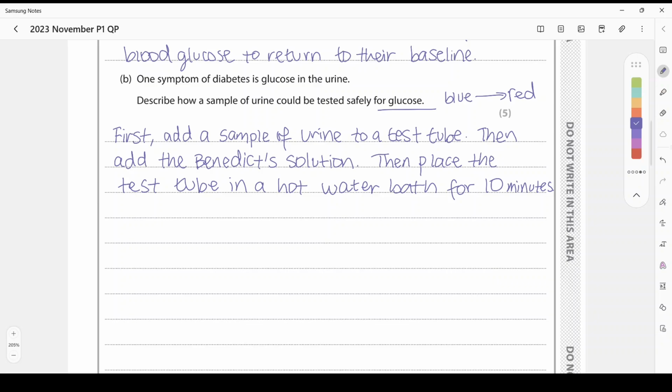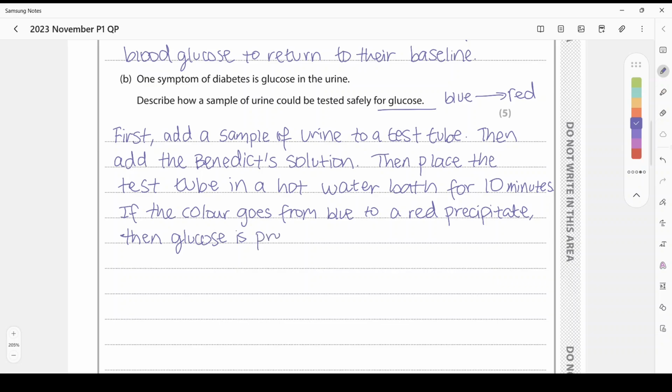All right, so one thing to note is that when you're dealing with a hot water bath, it's important that we wear goggles. If the color goes from blue to a red precipitate, then glucose is present. Now for the 5th mark, you'd have to mention a safety protocol.